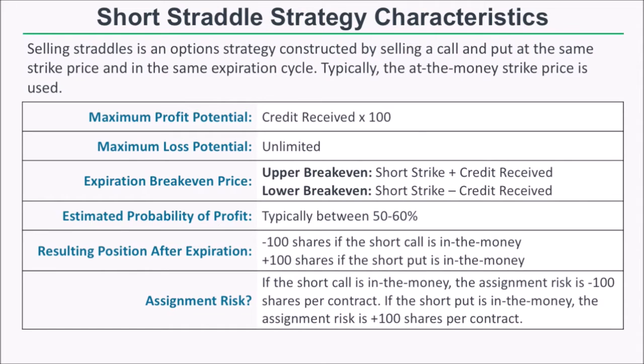In regards to assignment risk, if the short call is in the money before expiration, the assignment risk is negative 100 shares of stock per contract, and if the short put is in the money before expiration, the assignment risk is plus 100 shares of stock per contract. Now that you know the general strategy characteristics for the short straddle, let's construct a hypothetical short straddle position and check out the expiration risk profile graph.